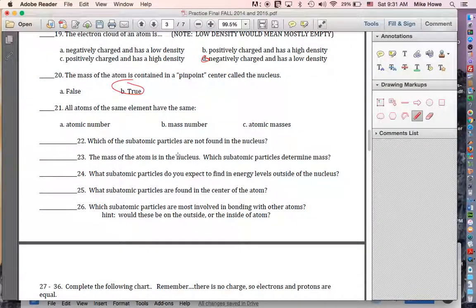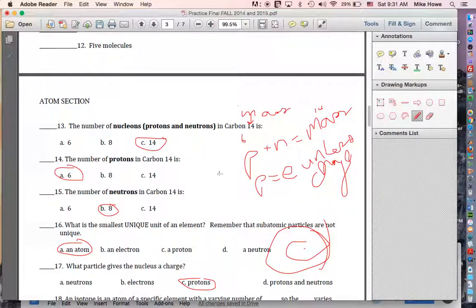All atoms of the same element have to have the same atomic number. They have to have the same number of protons. Atomic number is number of protons. You might want to put that on your cheat sheet, that atomic number equals protons. This is supposed to be an A in case you can't read that.